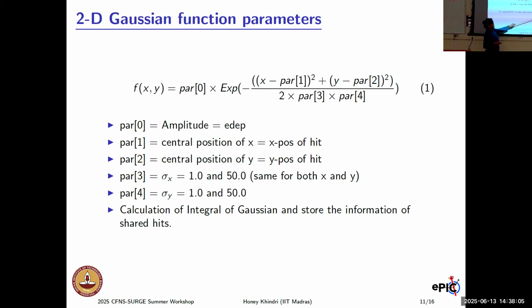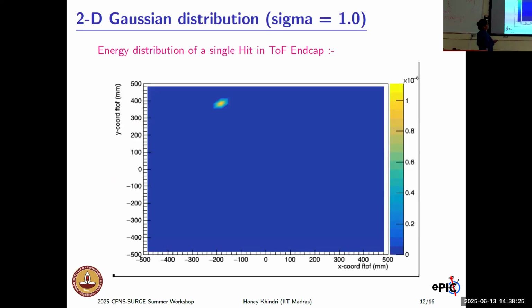Once we have implemented that, to calculate the complete charge collection, I will integrate this Gaussian over the limits of the neighboring cells that I'm calculating, from top to bottom and left to right. Then we will store the information of the charge hits. This is what it looks like when the sigma is 1. These are again the x and y coordinates of the endcap, and this is one of the hits. You can see the scale of energy deposition. The central one has maximum energy deposition, and as it spreads, it goes down.